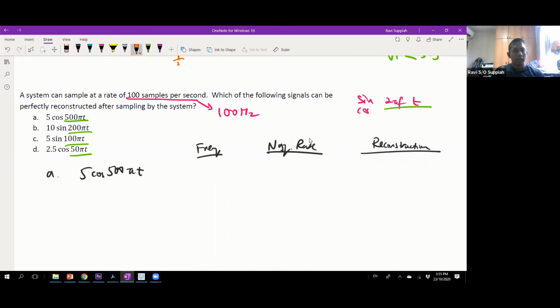If my signal here is 500 pi, it means this is 2 pi times f, correct? That means my frequency is actually 250 hertz, so I need to sample at 500 hertz. Definitely there is not going to be any reconstruction here. It doesn't matter whether it's a sine signal or cosine signal or anything. What we are interested in is the actual frequency only. In this case, the frequency is 100, so I need to sample at 200. So again, the answer here is no.